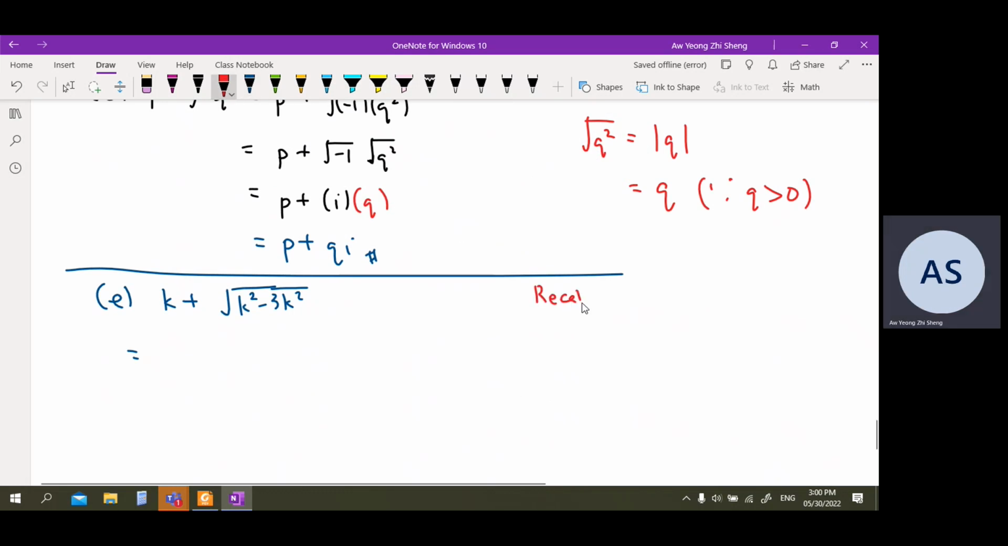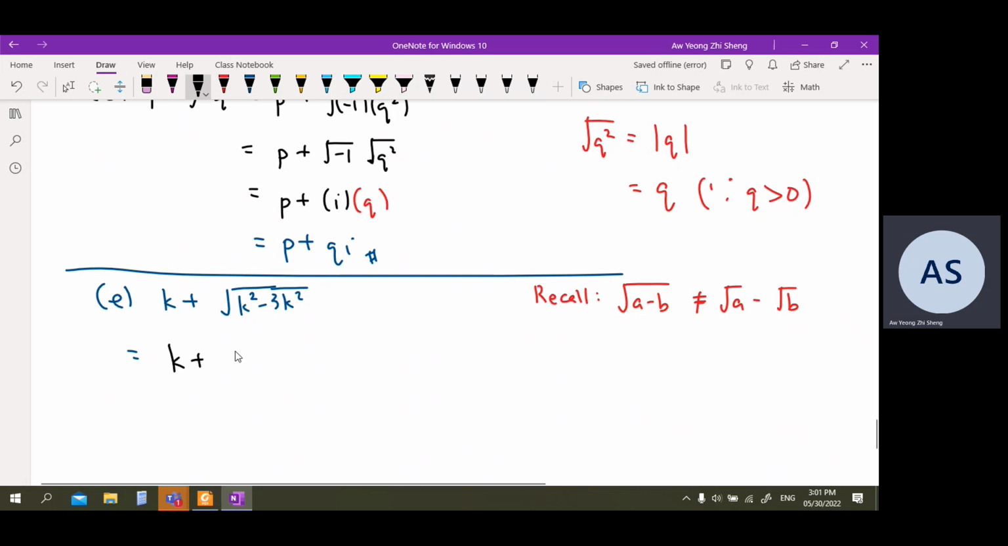So recall that the square root of A minus B is not the same as surd A minus surd B. We cannot simply distribute the square root over a minus. Square root cannot be distributed over plus or minus. So we cannot simply distribute our surd that way. But here notice that k squared minus 3k squared can be simplified, because k squared has an invisible 1 in front. It's simply 1k squared minus 3k squared, so we can compute the coefficients 1 minus 3.